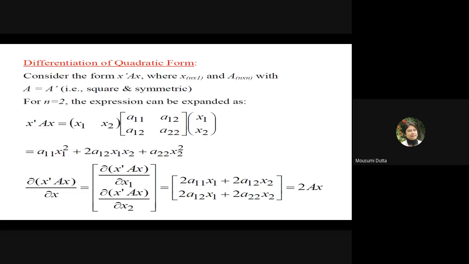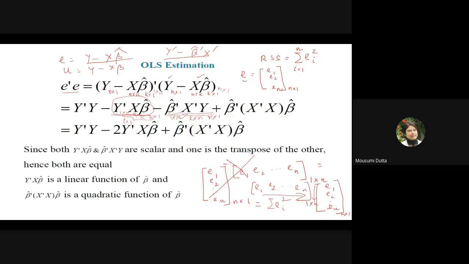Next, differentiation of quadratic form. Consider the form x prime Ax. Our format was beta hat prime x prime x beta hat. So it is pre-multiplied with beta hat prime and post-multiplied with beta hat, and in between there was a symmetric matrix.